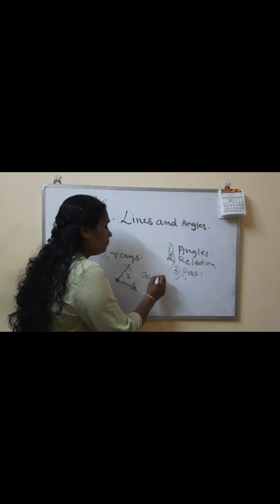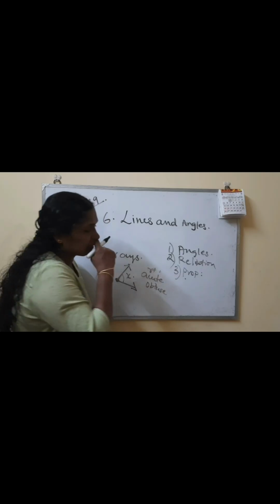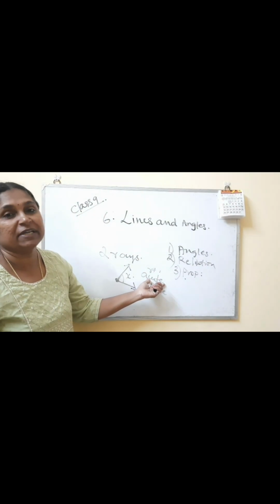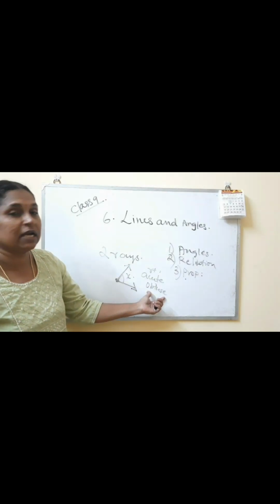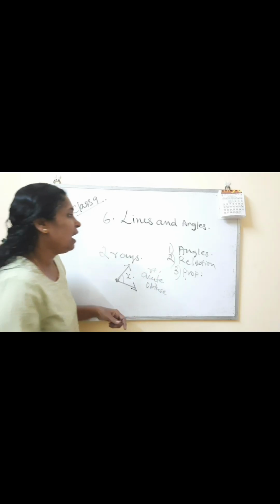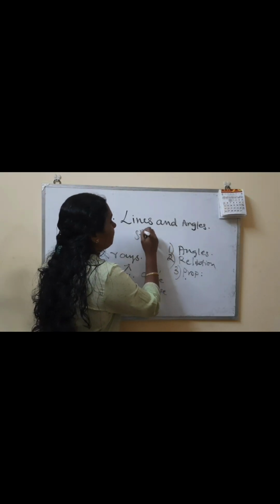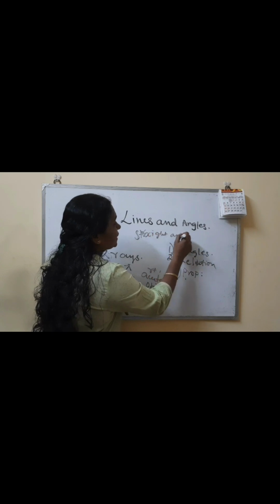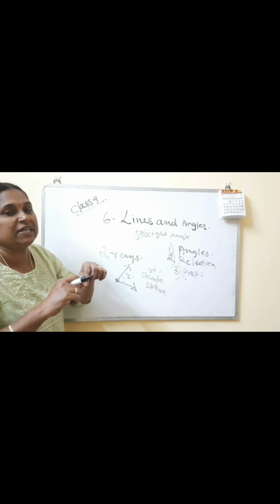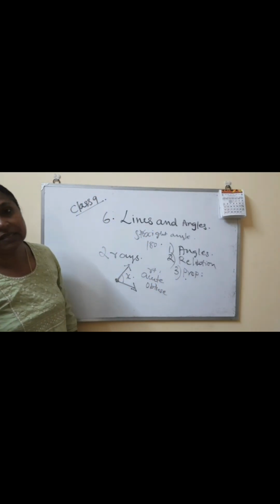What are the different types of angles? Acute angle, obtuse angle, right angle. These are one set of angles. An acute angle measures less than 90 degrees, an obtuse angle is greater than 90 degrees, and a right angle is equal to 90 degrees. Then another type is the straight angle, an angle created in a straight line, whose measurement is 180 degrees.